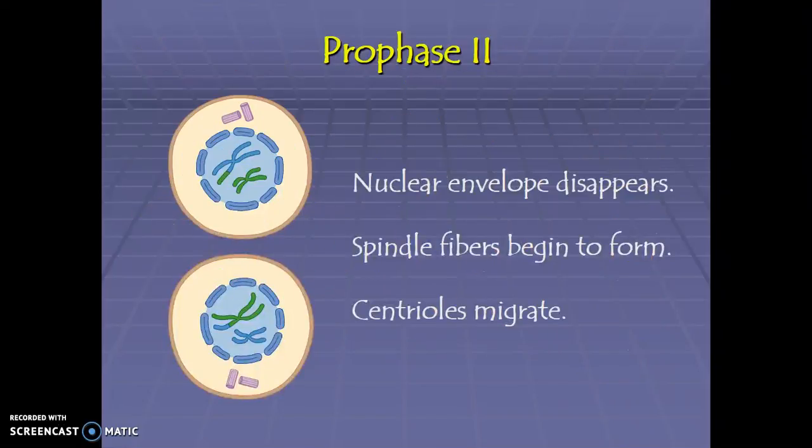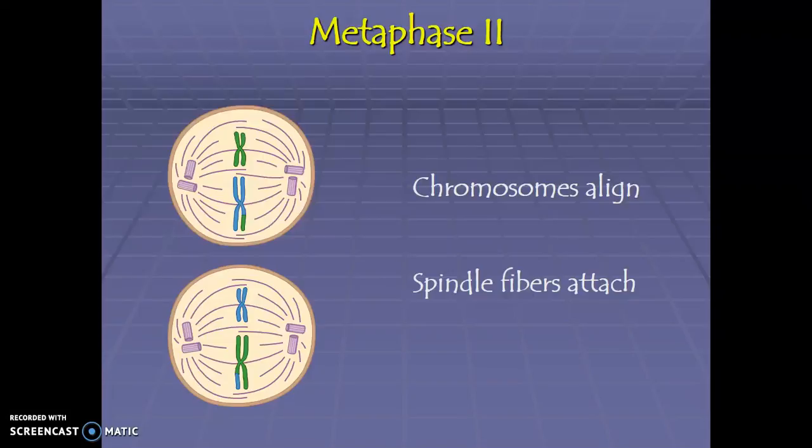Okay, so Prophase II. Now we have 2 cells. They're going to be doing the exact same stuff. The nucleus is going to disappear, spindle fibers are going to start to appear, and centrioles are going to start migrating. Now, crossing over doesn't happen this time. It can't because we don't have homologous pairs anymore. Homologous pairs were already separated. Prophase goes into metaphase. Chromosomes are going to line up in the middle again. Notice we have one line of chromosomes again.